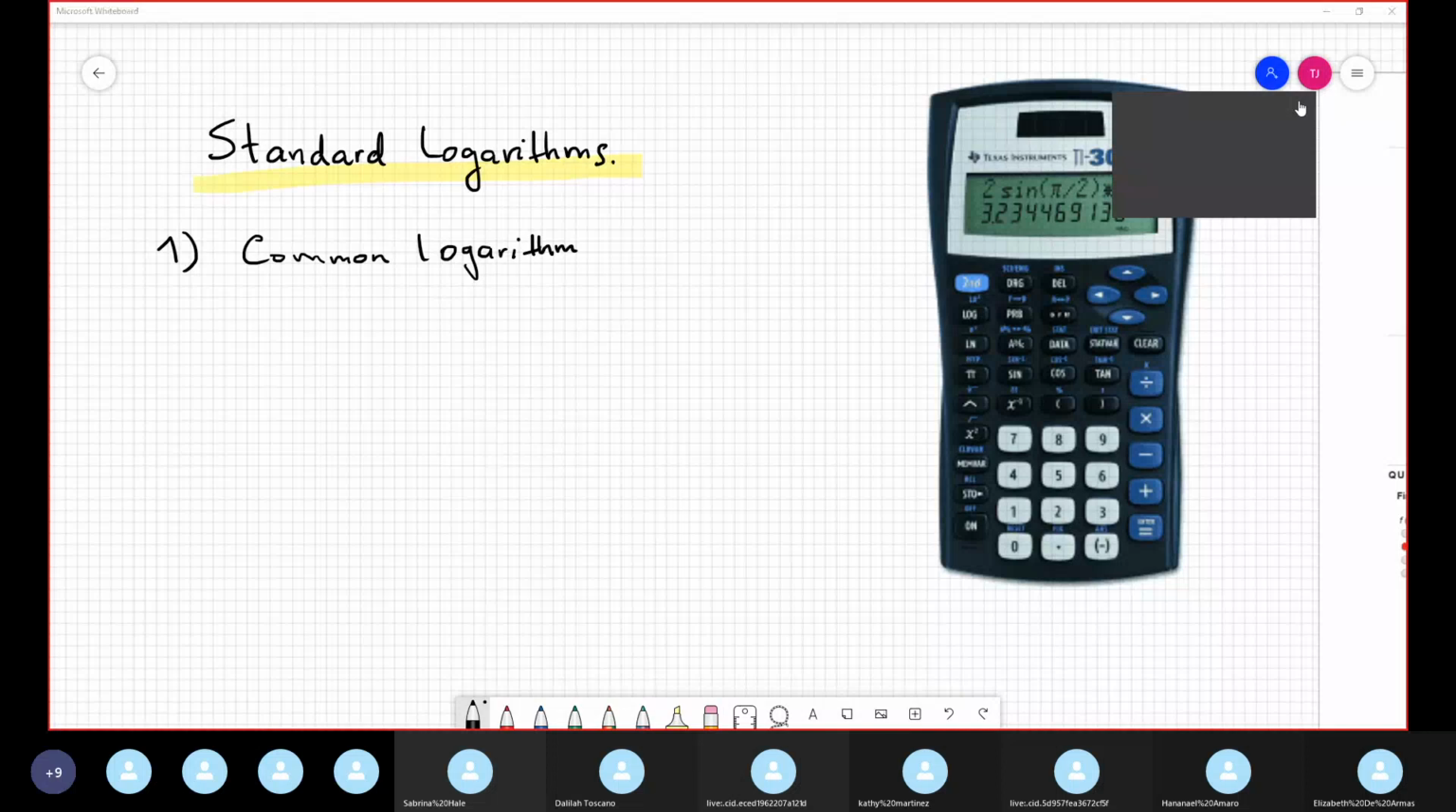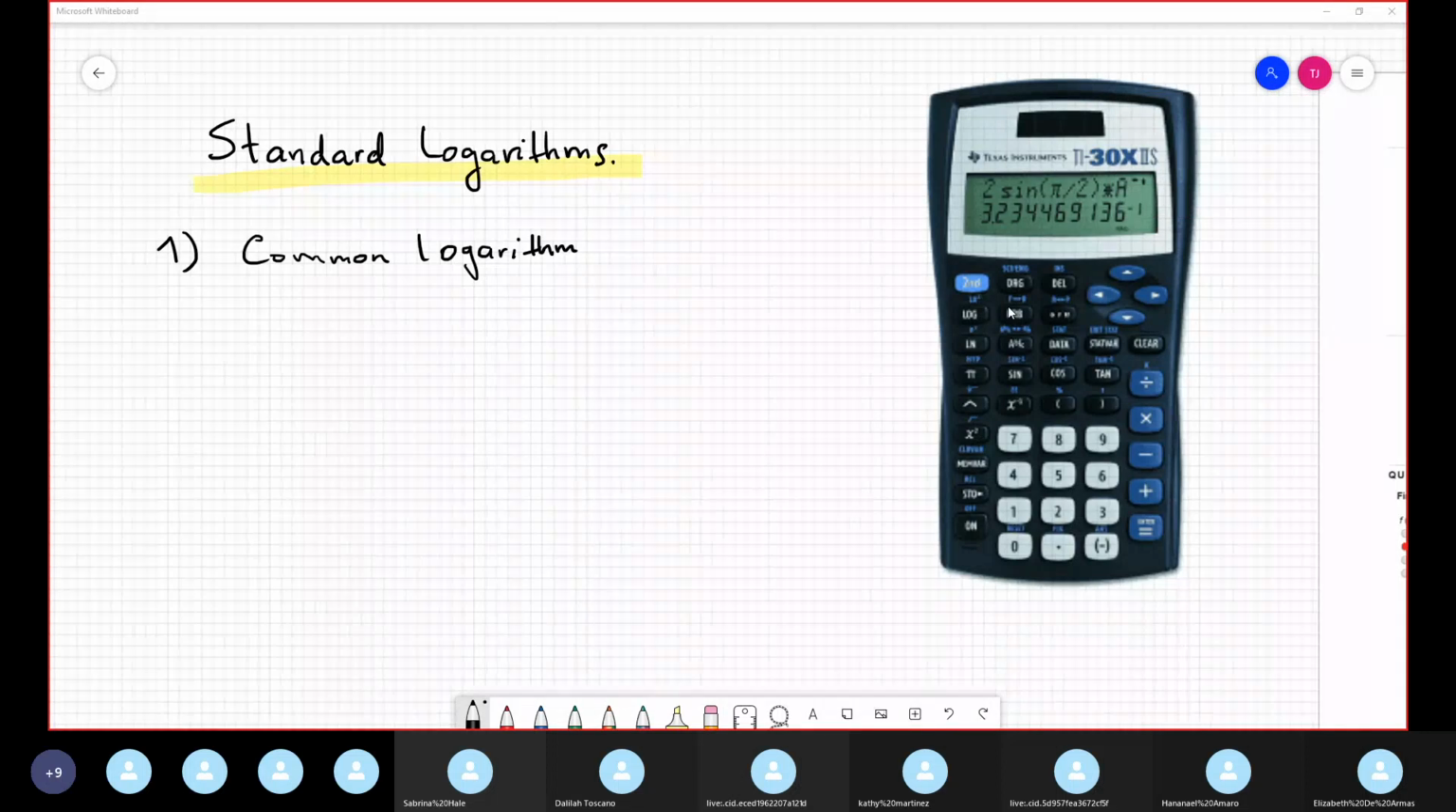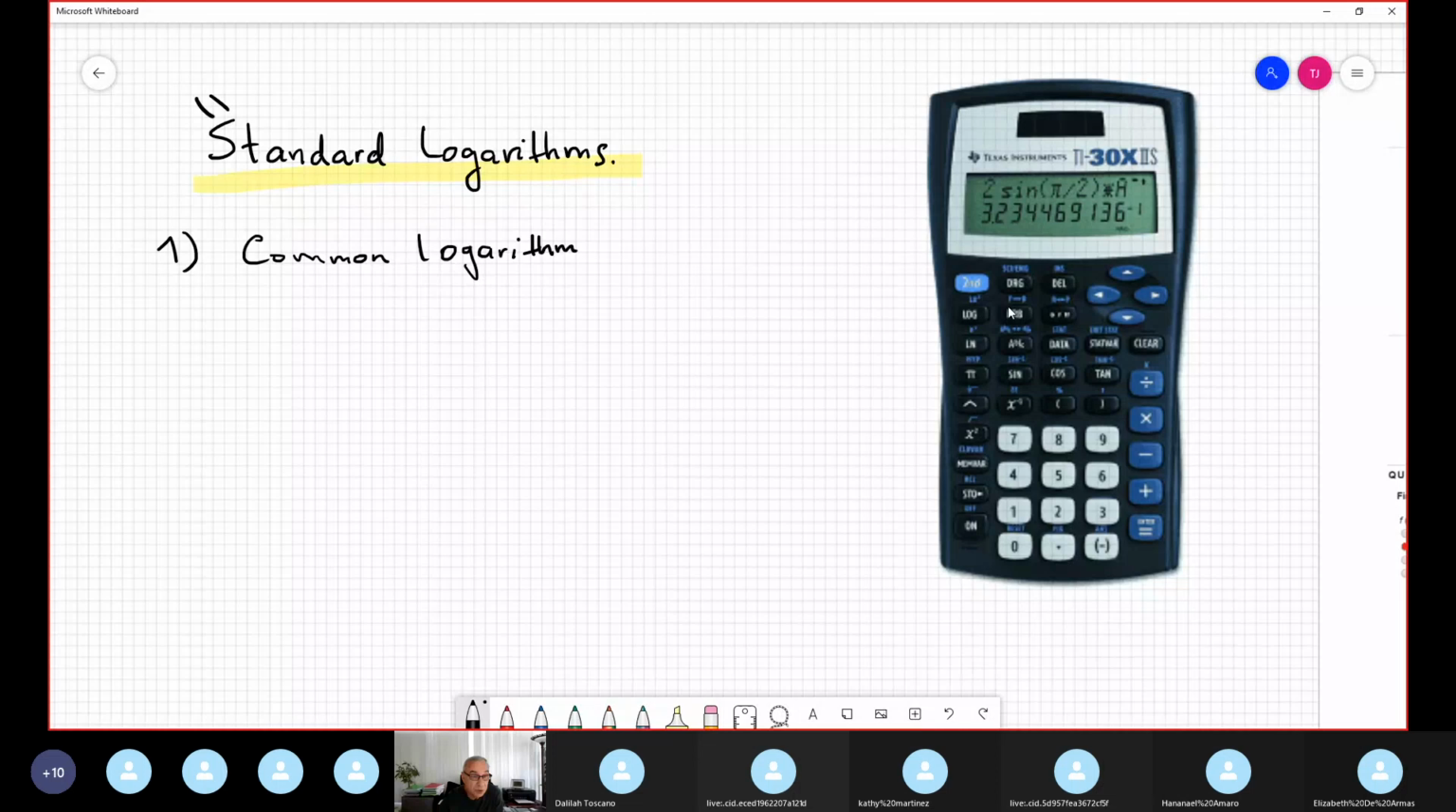Okay. So, I try to say that the first standard logarithm we study today is called common. And in common, the base is 10. It is important to understand that when the base is 10, of any number, you can write it like that.